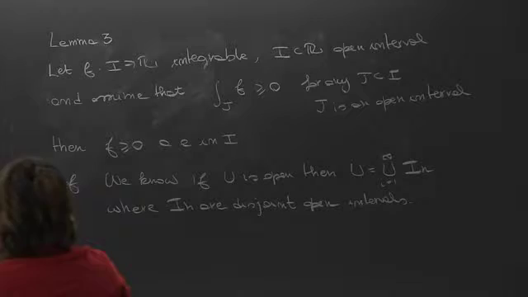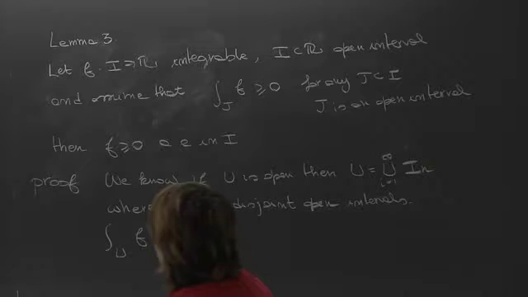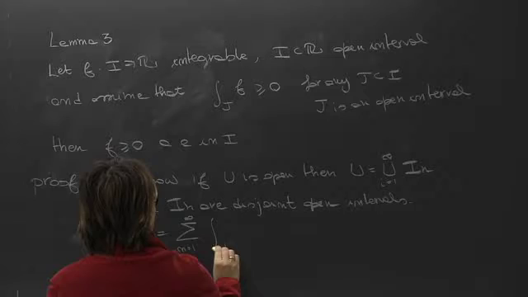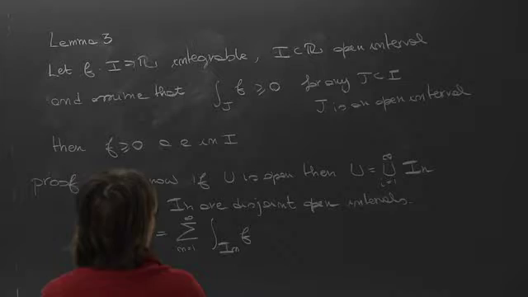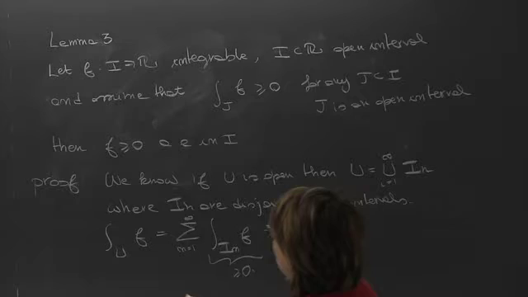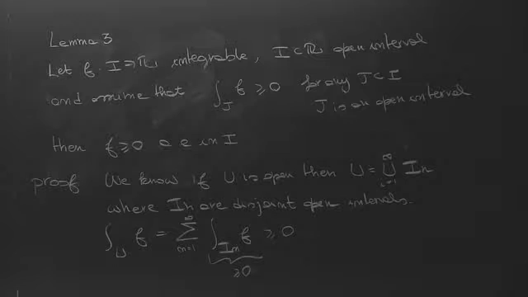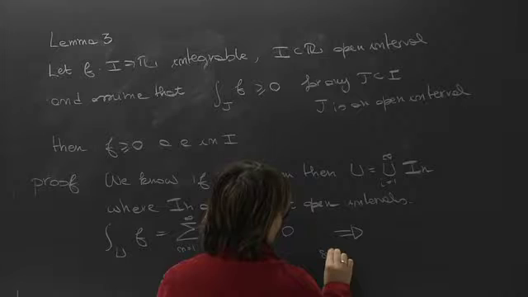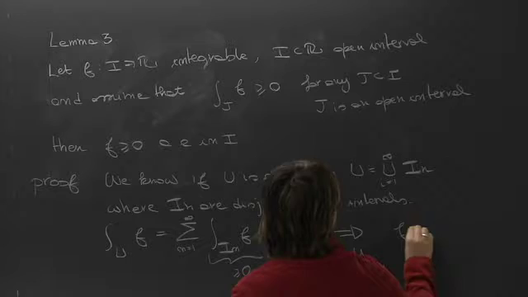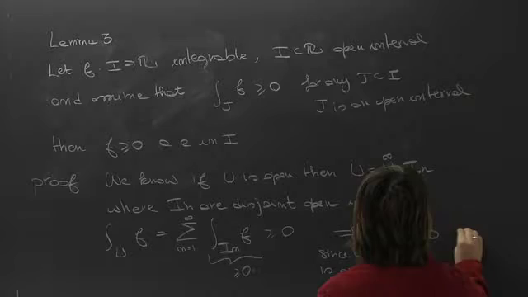Okay, so now we want to say something on the sign of this integral over U. Now we use, of course, the countable additivity property. So this is equal to the sum of the integrals over I_n of f, and we know that each of them is positive, and so by lemma 2 we can say that this is true for any arbitrary open set. Since U is any arbitrary open set, we can infer that f is indeed larger or equal than zero almost everywhere in I.